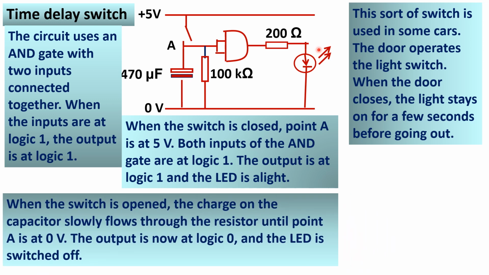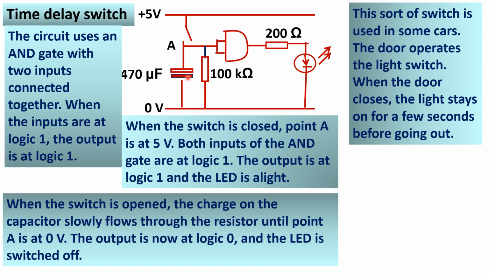So when he closes or locks the door, then the switch now is open. So when the switch is open, that means there will be no more current from the battery that would produce the necessary voltage at point A to allow the AND gate to operate. So when the switch is open, it is now the capacitor that provides the necessary current.